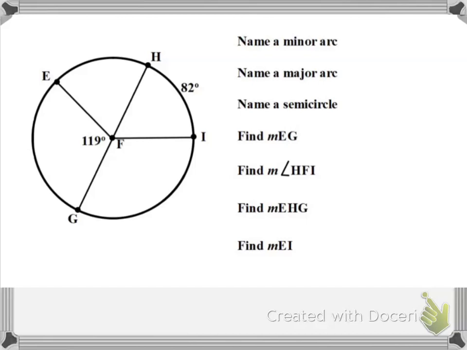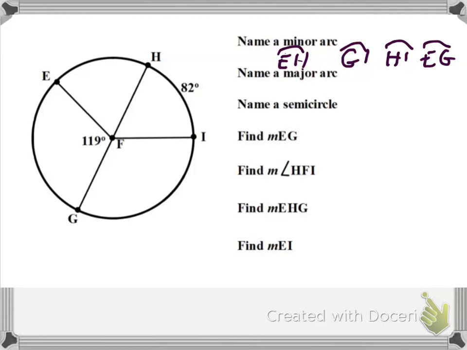That's anything that's less than 180 degrees. So I will just say we have arc GI. That's a minor arc, less than 180 degrees, quite clearly. We could also use arc HI, arc EG, arc EH. All of those are less than 180 degrees, so they're all minor arcs.